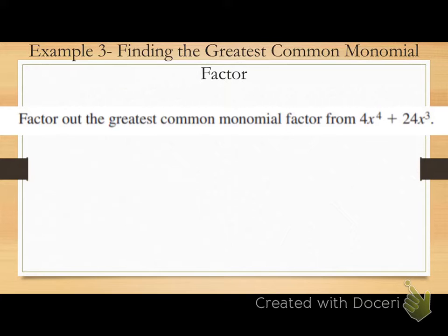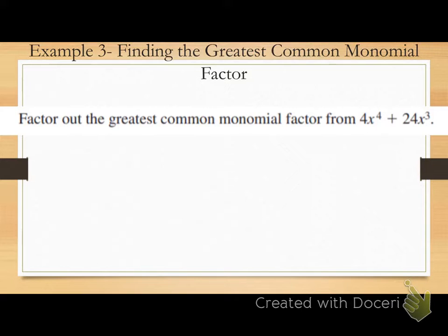Do we all know what a coefficient is? What's a coefficient? Not x. That's a variable. No, those are my exponents. 4 and 24. Coefficients are the numbers times my variables. Okay?